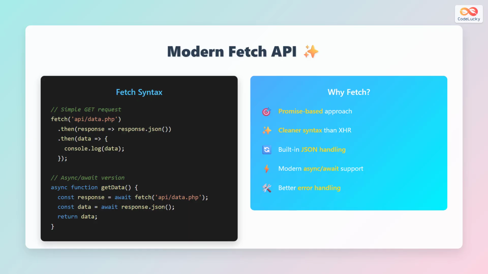Alternatively, you can use the async await syntax for cleaner code. Here, the getData function is declared as asynchronous. Inside the function, await fetch sends the request and waits for the response. Then, await response.json parses the JSON data. Finally, the data is returned.